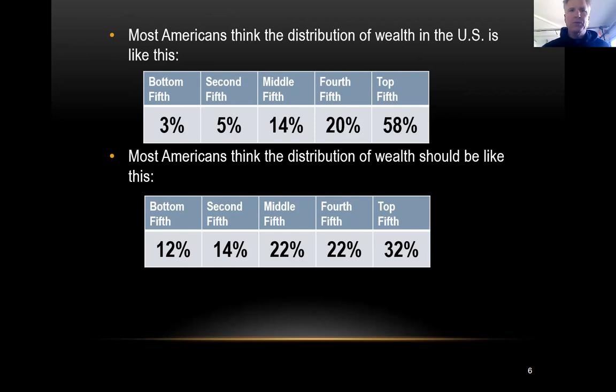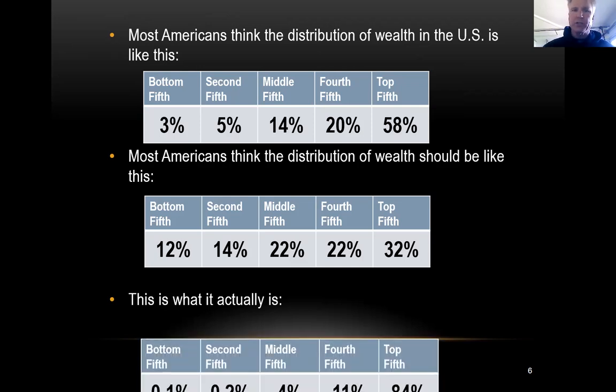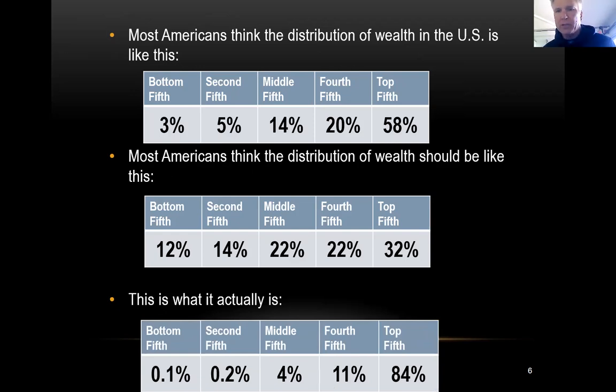Now, when we go to look at what the distribution of wealth actually is, they were not told what the distribution of wealth actually is. Again, just a random survey of people, and most people off the top of their heads don't know what the distribution of wealth actually is. And this is what it actually is. If you look at the research done by researchers who are experts in this field, this is what it is.